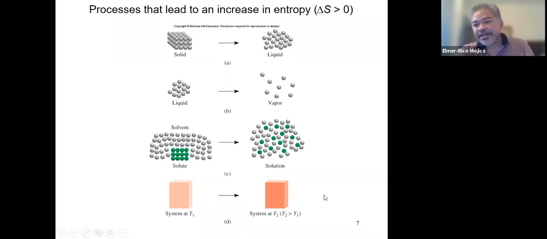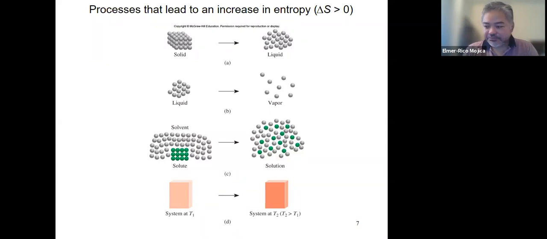Okay, but the way I'm trying to show you here is in the universe, what happened in a given system is chaos is the preferred thing to happen. Whenever a spontaneous reaction happened, most likely the final condition is more disordered compared to the initial condition.